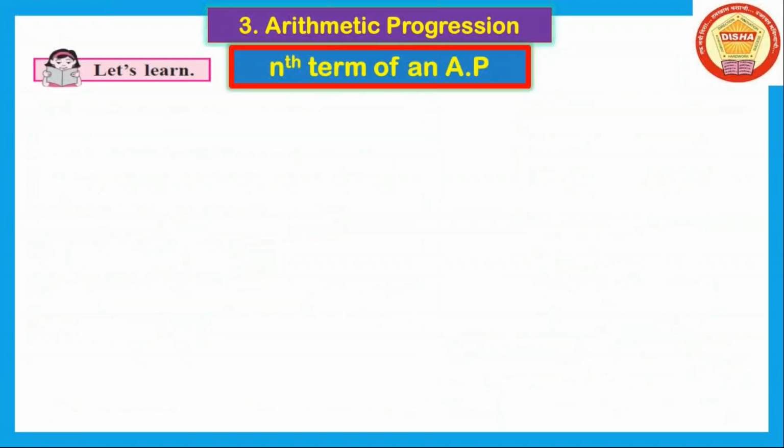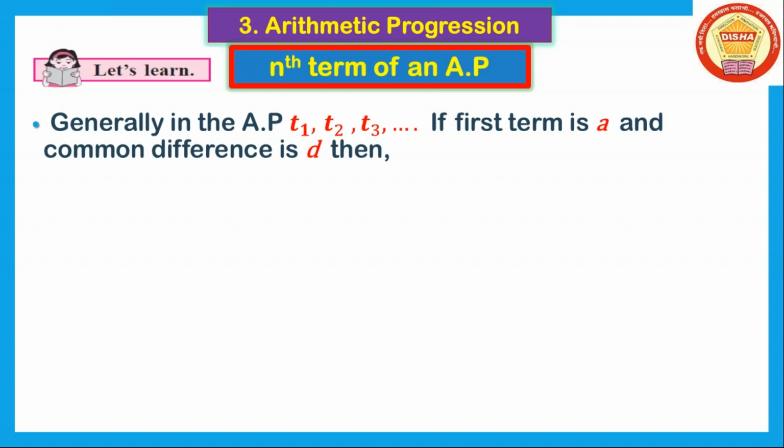आज आपण अरिथमॅटिक प्रोग्रेशन मधील nth टर्म ऑफ एन एपी हा टर्म पाहणार आहोत. ओके, nth term of an AP. What is it? See now. Generally, in the AP, T1, T2, T3 dash dash dash is a given AP. If first term is A and the common difference is D, then how we find the nth term of an AP that we see here?